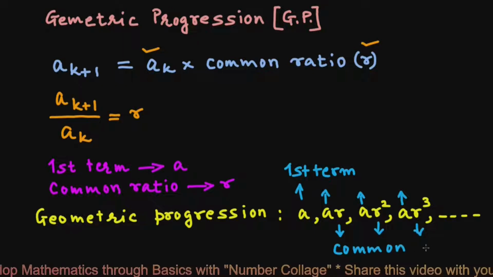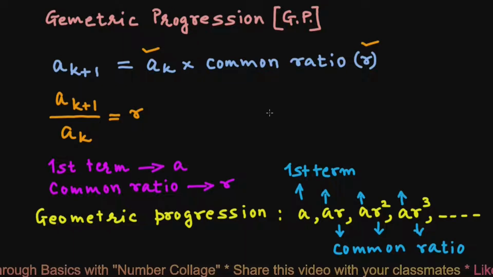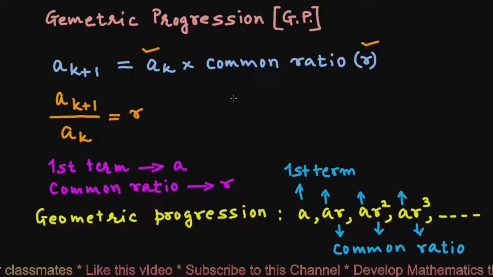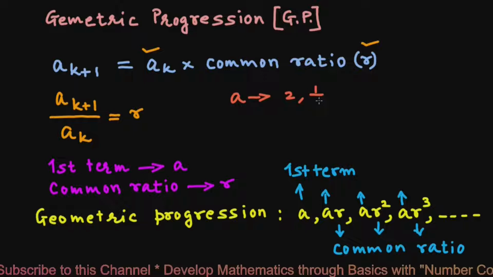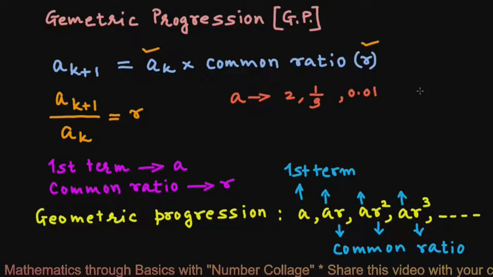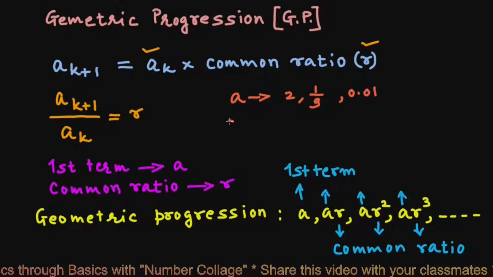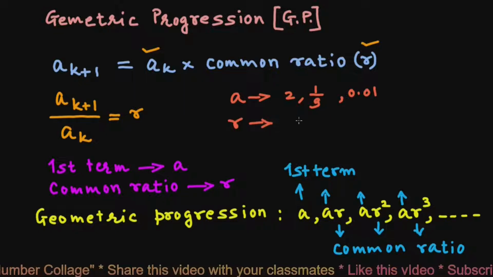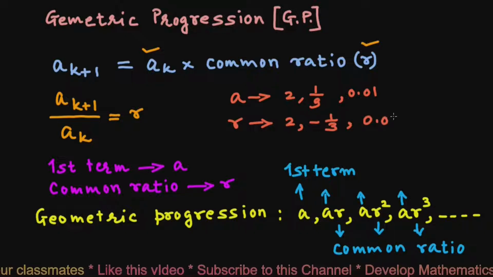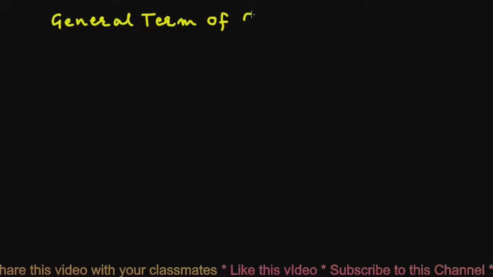In the geometric sequences or geometric progressions that we have studied, the first term a was 2, 1/9 and 0.01 respectively, and the common ratio r was 2, -1/3 and 0.01 respectively. Now we will see how to write a general term of a geometric progression or a GP.